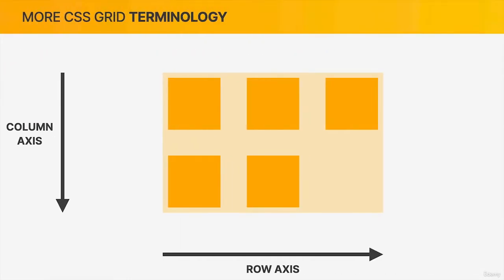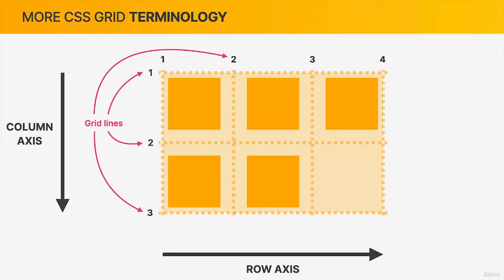So let's look at some more terminology here. This is what we just saw before, but now let's also introduce the concept of grid lines, which are these lines which basically divide up the grid and separate the columns and the rows. And as you can see, these grid lines are numbered from 1 to the number of columns plus 1 and the number of rows plus 1. So if we have 3 columns, then we have 4 grid lines for the columns, and if we have 2 rows, then we have 3 grid lines for the rows.